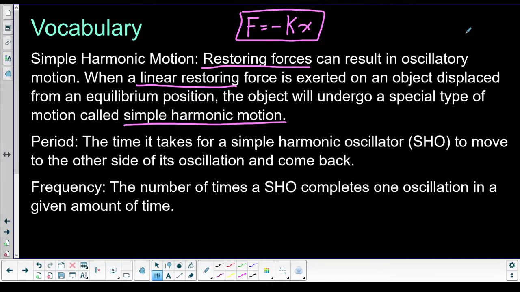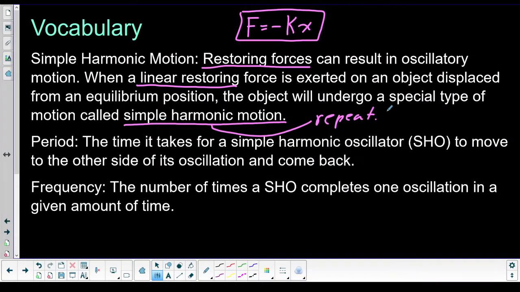So springs are one way we can get things to bounce back and forth. There is another very common one that we're going to look at. But the idea is we need a force that gets stronger the farther you are from where you started, and it has to push you back towards the direction you came from. If this force is exerted on an object and it's displaced from equilibrium, it will undergo a special type of motion called simple harmonic motion. Simple meaning it's not all that fancy. It just goes out and comes back. Harmonic meaning it's gonna repeat itself.